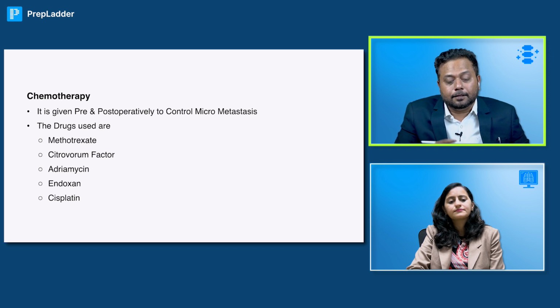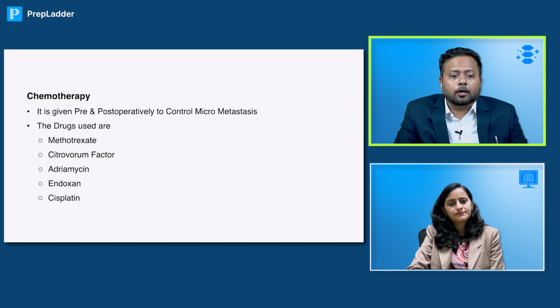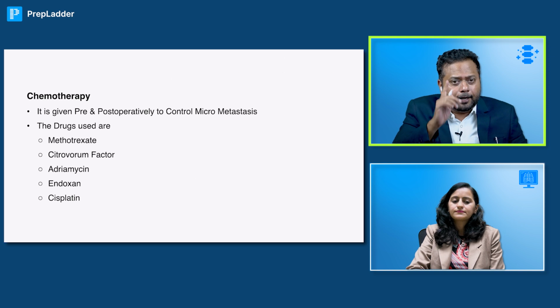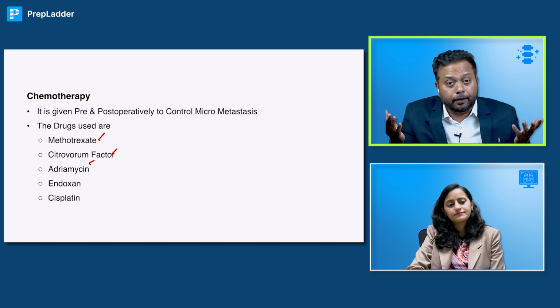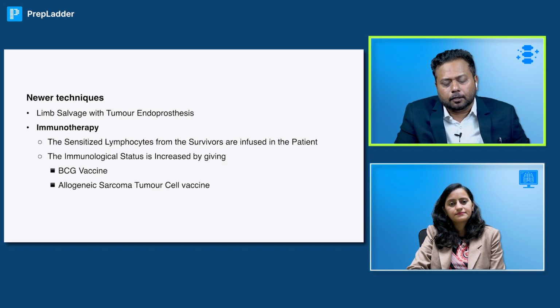And chemotherapy, this is an asked question. It's given pre-operatively and post-operatively to control micrometastasis. And the drug of choice, there is no single drug of choice. Certain drugs are used. Very importantly, even now, methotrexate remains the first. Citrovorum factor, adriamycin. Each and every drug has its own side effect that pharmacologists would have taught you. Methotrexate has the potential to cause bone marrow suppression. Citrovorum factor and adriamycin notoriously cause myocarditis and cardiomyopathy. Endoxan is one drug, and cisplatin. These are the drugs that are used.